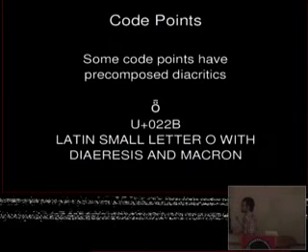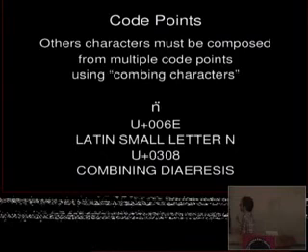So some code points have precomposed diacritics. Diacritics being the squiggly characters and funny marks around characters. Like here we have Latin small letter O with diaeresis, otherwise known as umlaut in German, and macron, which is the line above it. In this case, we have an individual code point, 022B, with the name Latin small letter O with diaeresis and macron for this code point, but not in every case.